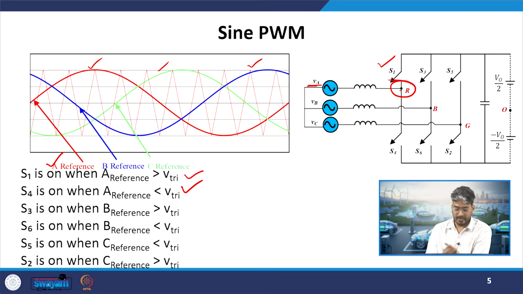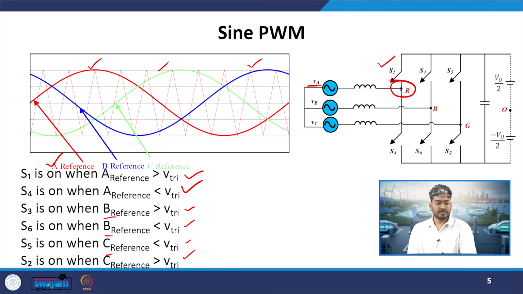Similarly, for the B and C phase, the same logic is followed, but if you see, the reference has been changed to the B and C phase references, which are phase shifted by 120 degrees from each other. Now, in this case, what advantages do we get? Among the methods which we have discussed till now, this is the best method in terms of THD performance. We will be able to regulate the output voltage and frequency.